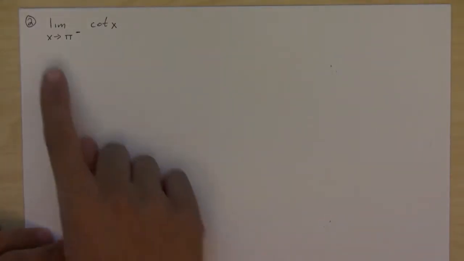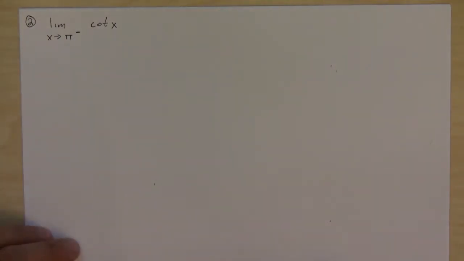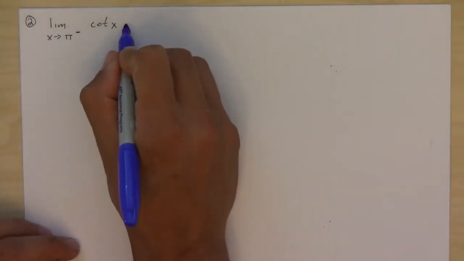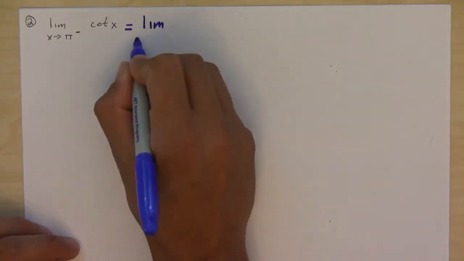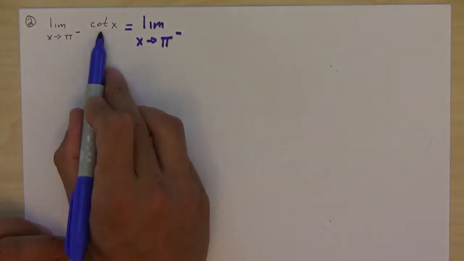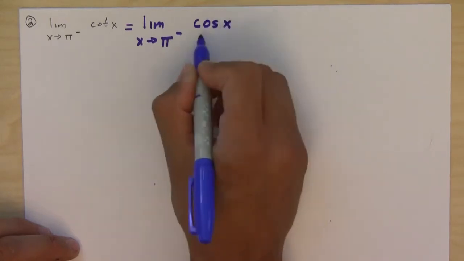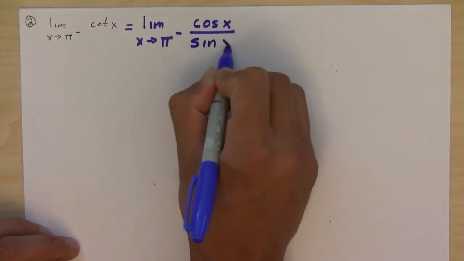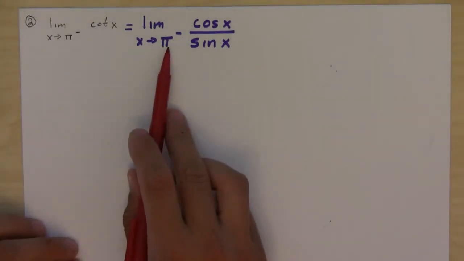Okay, so in this problem we're looking at the limit as x approaches pi from the left of cotangent of x. It might be a little bit easier, instead of thinking of it as cotangent of x, to break it down into cosine of x over sine of x. Okay, and let's try to figure out what's going on here.